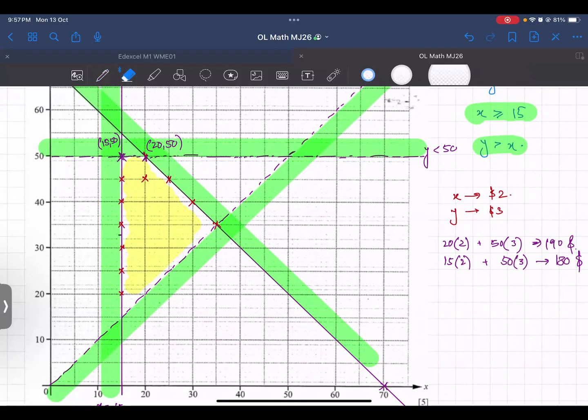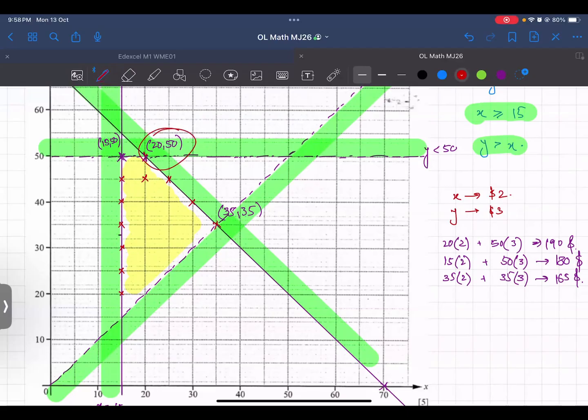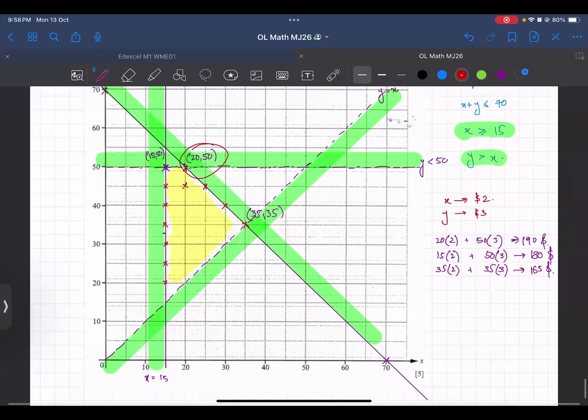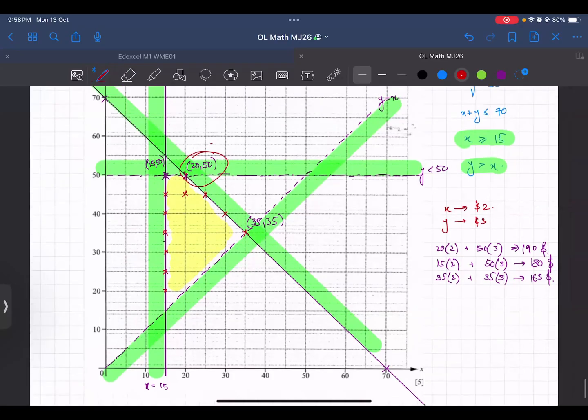If we take this value, this is 35, 35. So 35 times 2 plus 165, 35 times 2 plus 55 times 3, 165. So this is even lower. So I think the maximum that you can go is this point. Yes, isn't it? So maximum spend is 190.